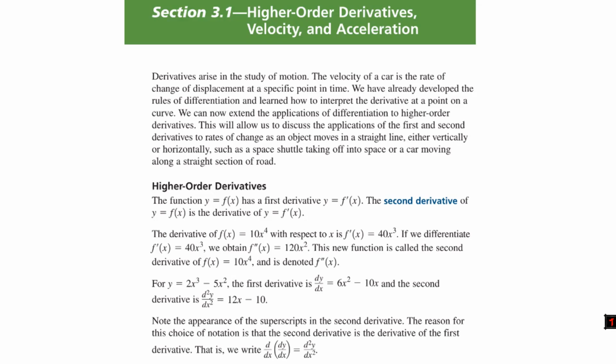We have already developed the rules of differentiation and learned how to interpret the derivative at a point on a curve. We can now extend the applications of differentiation to higher order derivatives. This will allow us to discuss the applications of the first and second derivatives to rates of change as an object moves in a straight line, either vertically or horizontally, such as a space shuttle taking off into space or a car moving along a straight section of a road. You get it?